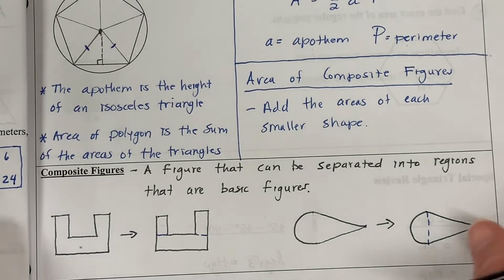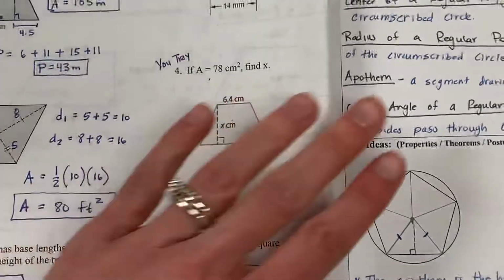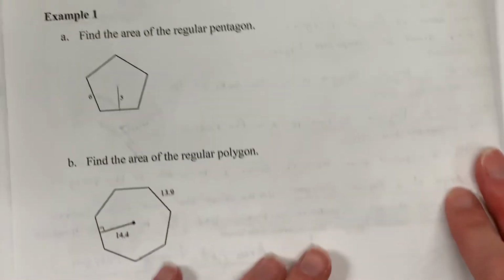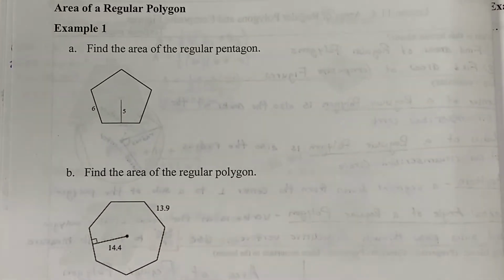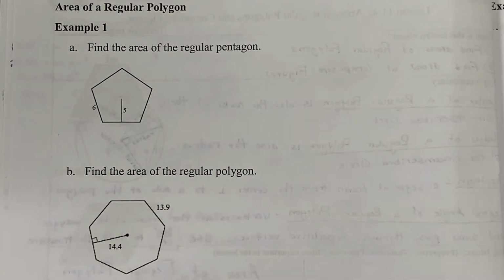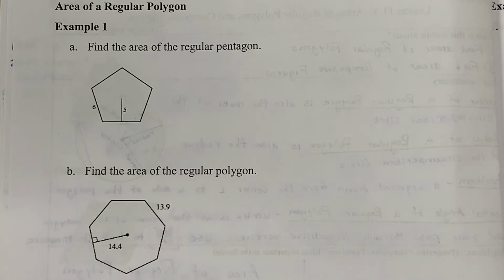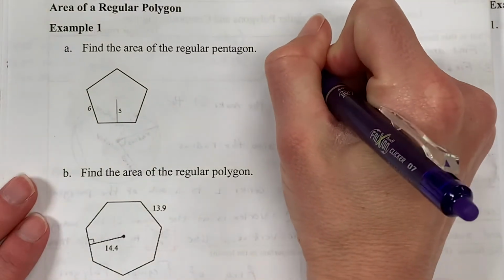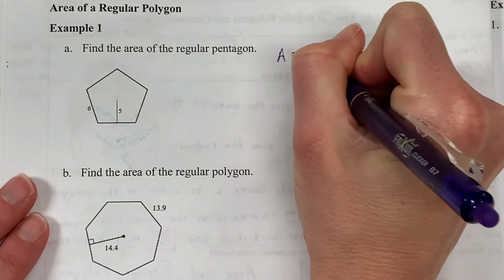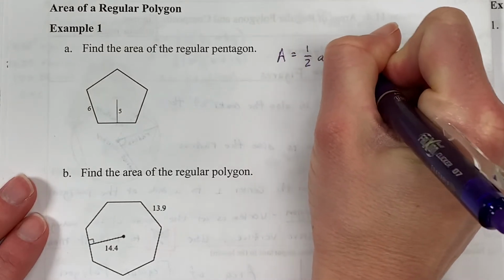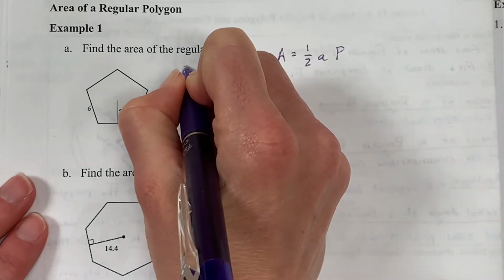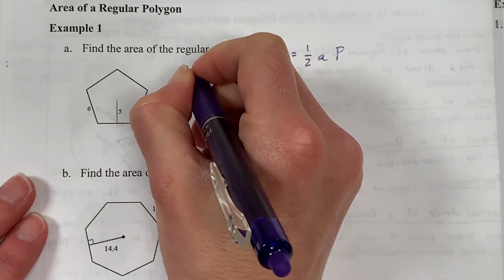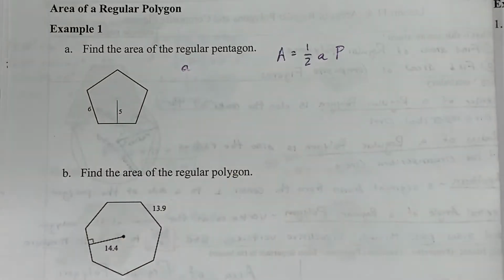All right, let's turn the page and let's look at a few examples. Okay. Example number 1, area of a regular polygon. We're going to find the area of the regular pentagon. Now, rather than drawing in and finding the area of each of the triangles in the picture, we're going to use our formula, area equals 1/2 times the apothem times the perimeter. Okay? In my figure, the apothem is given. It is the distance from the center to the side.